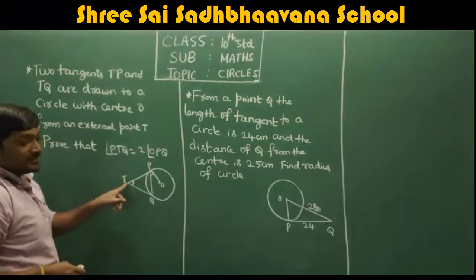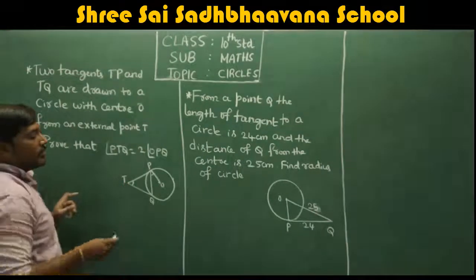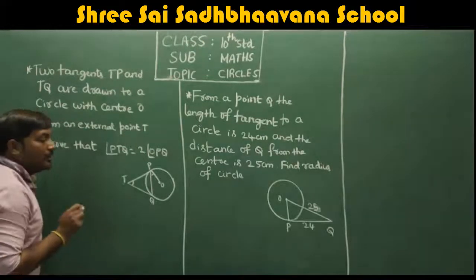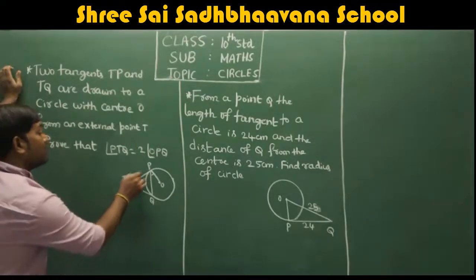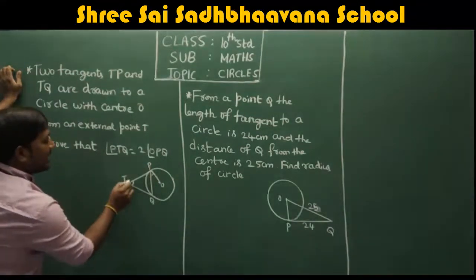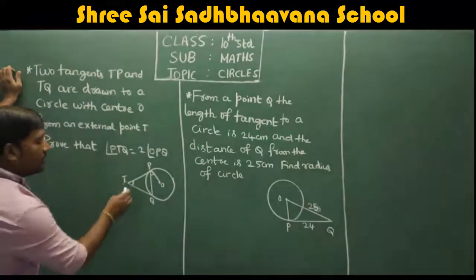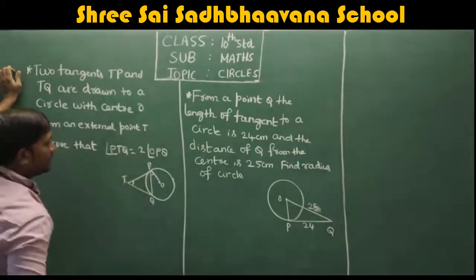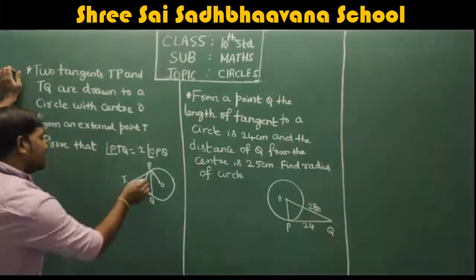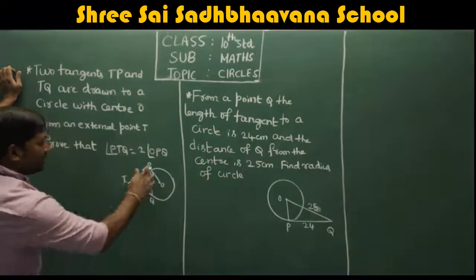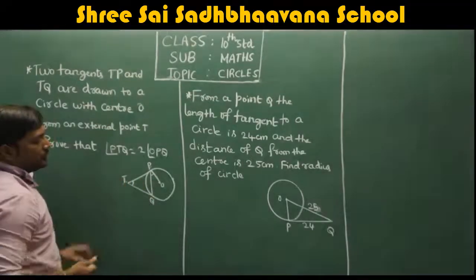So, there is a point T outside the circle. Okay, this is a circle with center O. From the point T, they have drawn two tangents. One is TP, another one is TQ. So there is an angle formed, PTQ here, correct? And they drew one line here. It's a chord, we can say chord PQ.